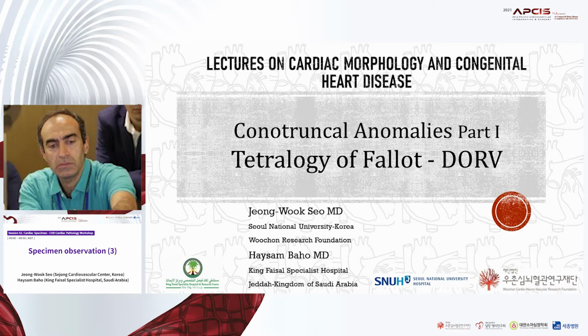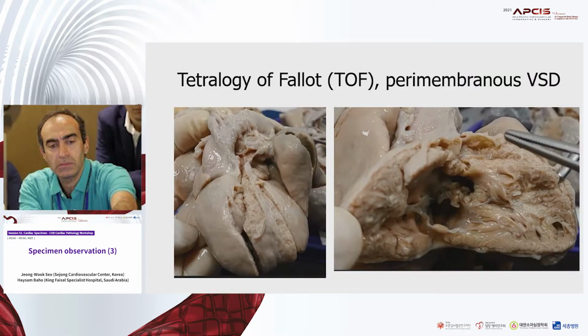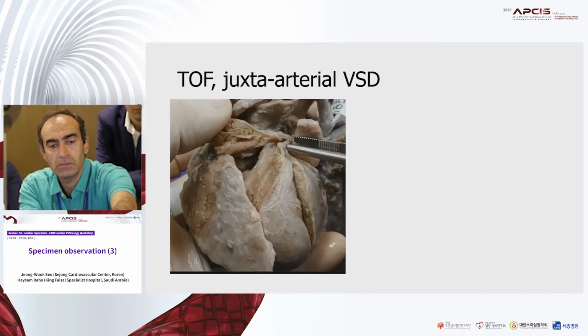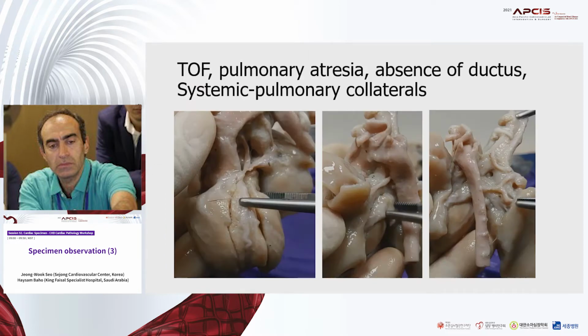This video is on conotruncal anomalies part 1, Tetralogy of Fallot and double outlet right ventricle. In this video we'll have the following specimens: Tetralogy of Fallot with the paramembranous VSD, Tetralogy of Fallot with the juxta-arterial VSD, Tetralogy of Fallot with pulmonary atresia, absence of ductus with systemic to pulmonary collaterals.